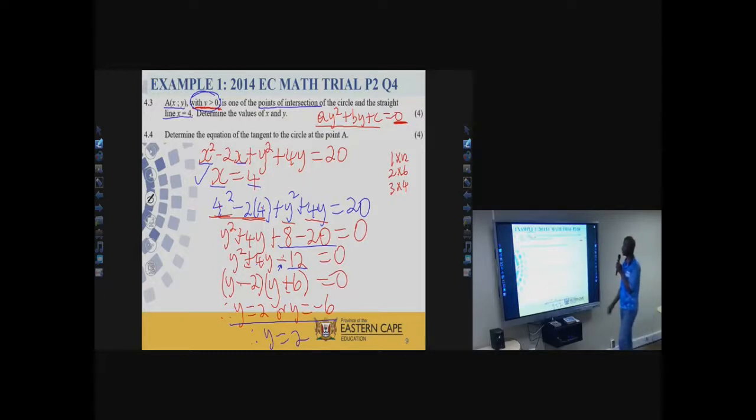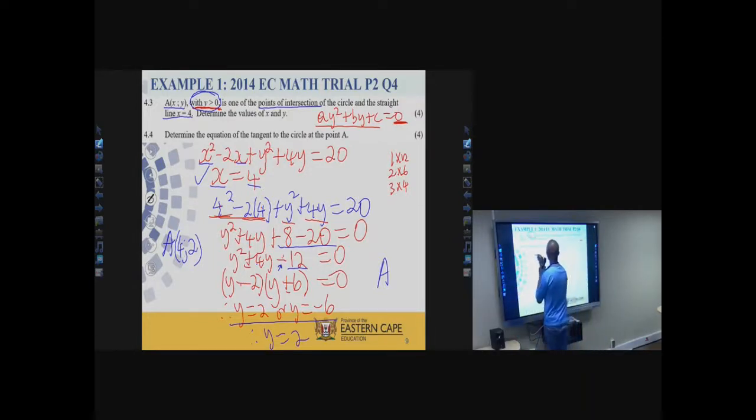Then the next question says, determine the equation of a tangent to the circle at point A. Remember now, point A has coordinates x is 4 and y is 2. So you've got that point.